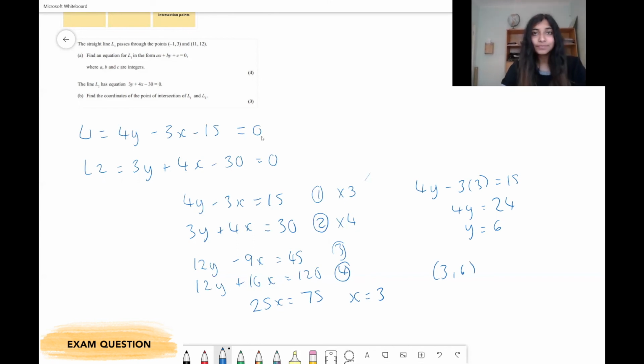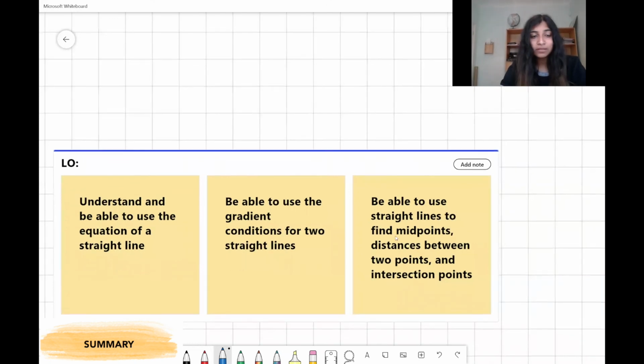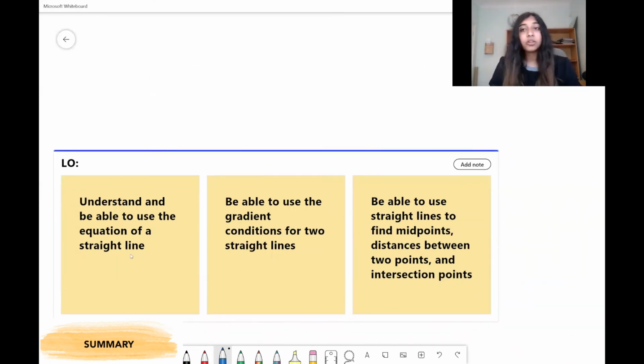So hopefully that was useful, and you now know the three forms of the straight line, you can find the gradient of perpendicular and parallel lines, and you're also able to find midpoints, distances, and intersection points. So make sure you do some more practice questions just to make sure you fully understand all the topics we've covered.